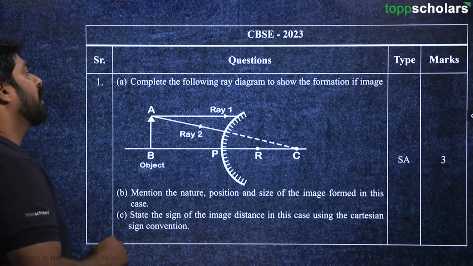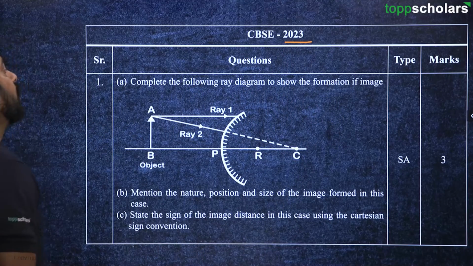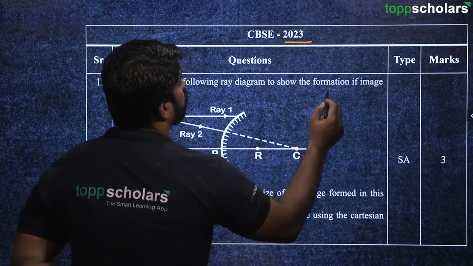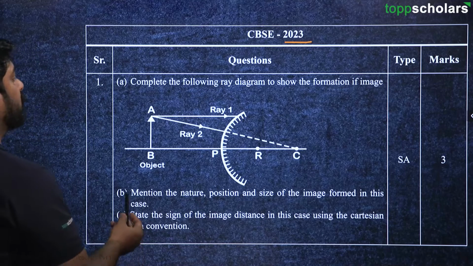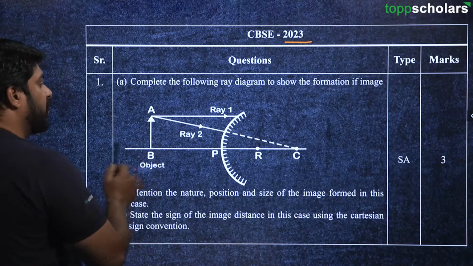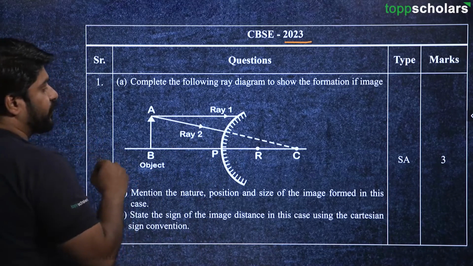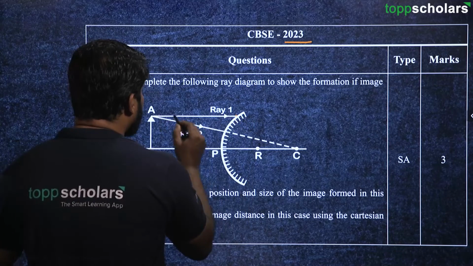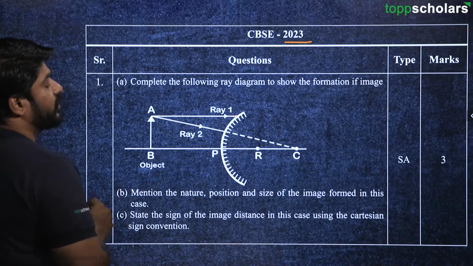Okay, so here we are in the year 2023 finally. Complete the following ray diagram to show the formation of the image. Here we have this object AB, this is ray 1, and as we can see over here, this ray is a ray which is parallel to the principal axis, isn't it?